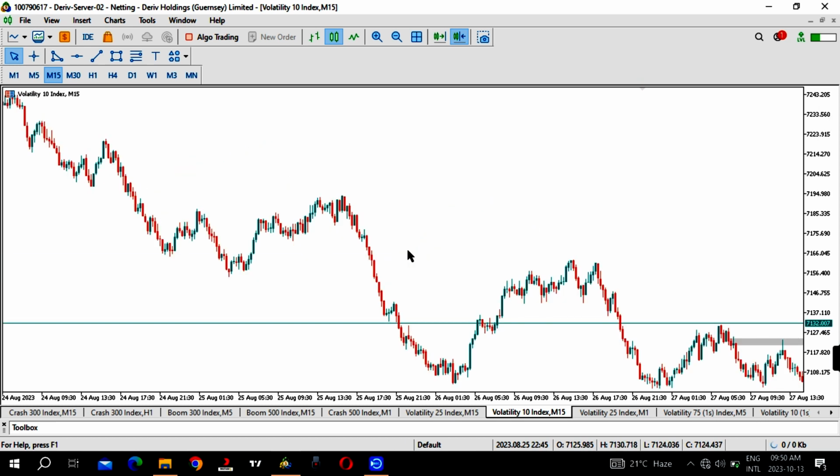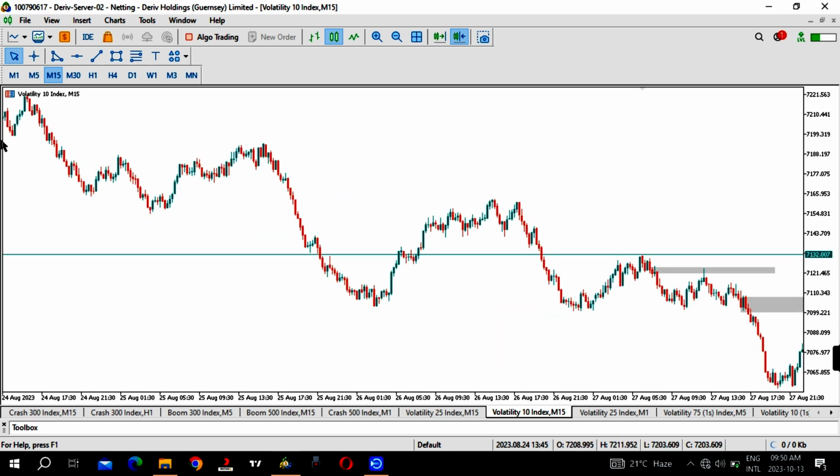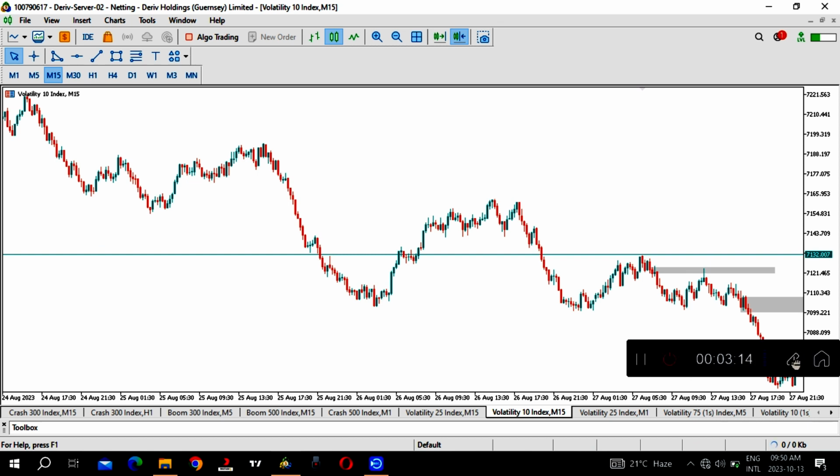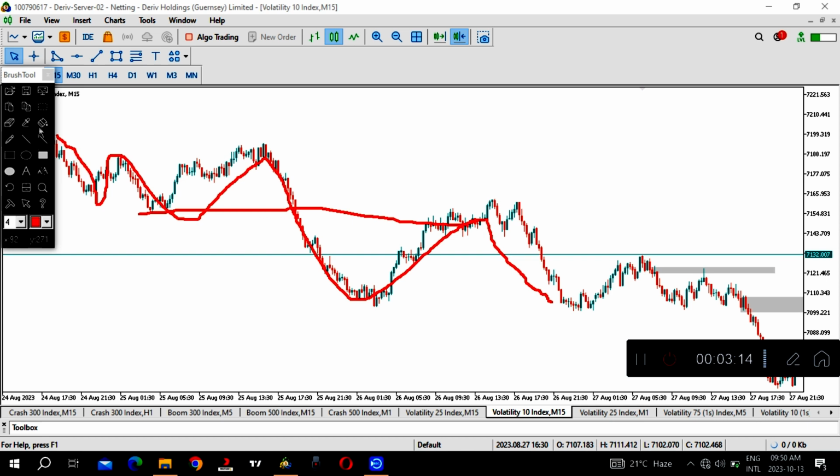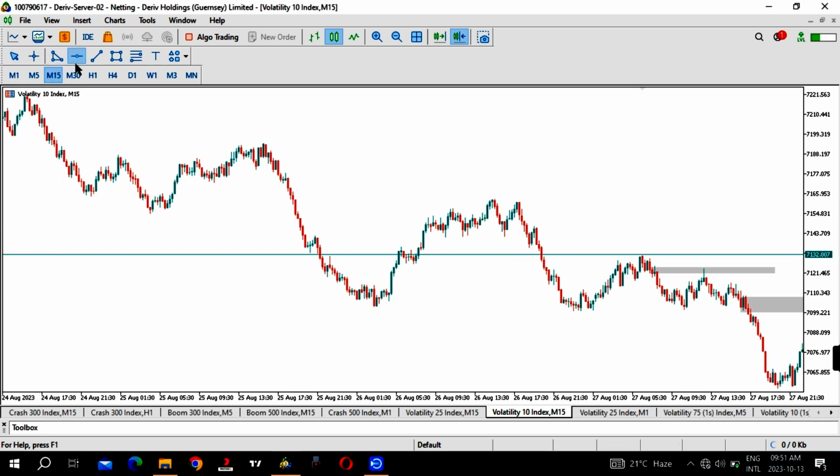So over here, we are continuously going down. We are creating a series of lower lows, lower highs, lower low, lower high, lower low, whatever. So this area over here, let me see if it works. Let me use my box so that you understand how you have to use this. This area over here is a support area.